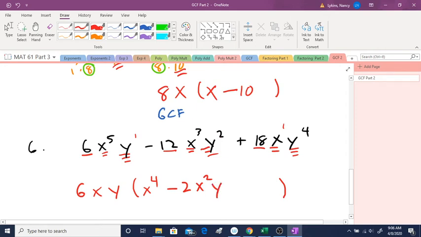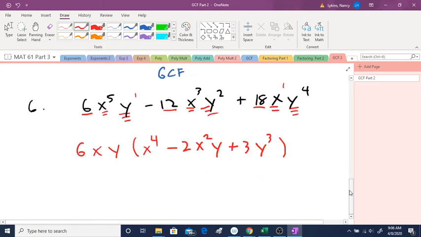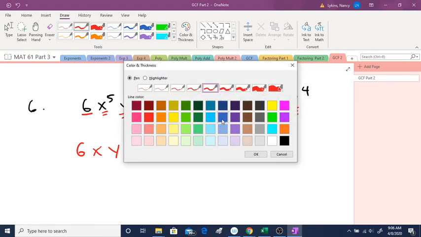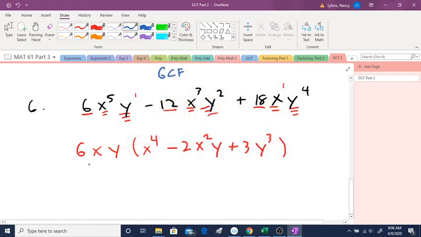Now, how many times does 6 go into this 18? 3 times. So that's going to be plus because of the positive sign. So 6 goes into 18 3 times. I've got an x. I'm pulling an x out. I don't need anything there. I'm pulling one y out of my y to the fourth. That leaves me y cubed. So the red is my factor and 6xy is my greatest common factor.